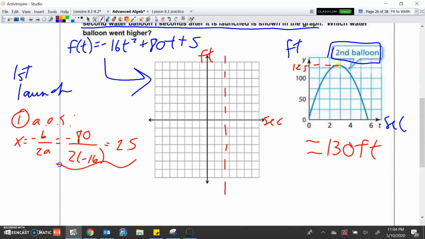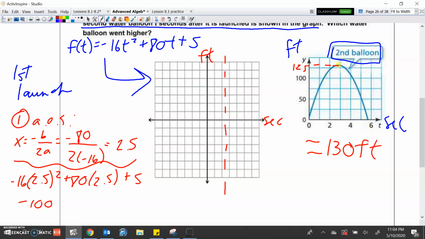All right, so now I'm going to go ahead and find the vertex. So this is going to be negative 16 times 2.5 squared plus 80 times 2.5 plus 5. All right, so 2.5 squared is going to give me 6.25. I'm going to multiply that by negative 16. And this first number is going to be negative 100. Okay?